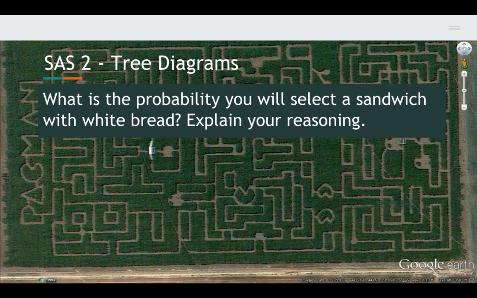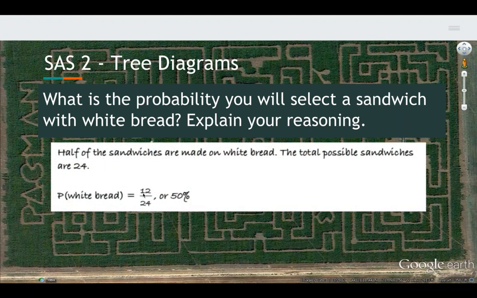What is the probability that someone will select a sandwich with white bread? Well, how many different types of bread are there? There's two. If you select one of the two, you're going to get a possibility of one of two. Or you can look at it this way: half of the sandwiches are made on white bread. Total possible, 24. 12 out of 24 is 50%. Okay?